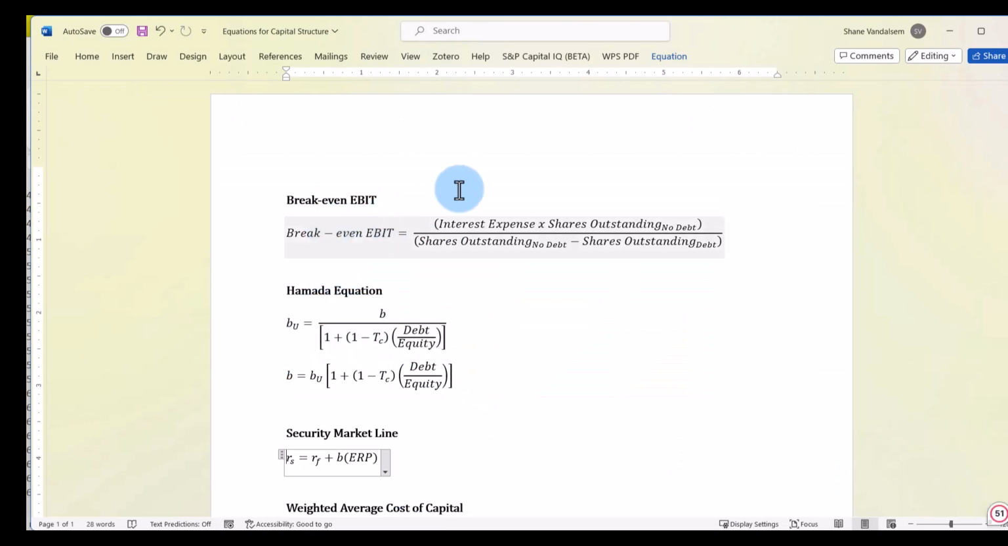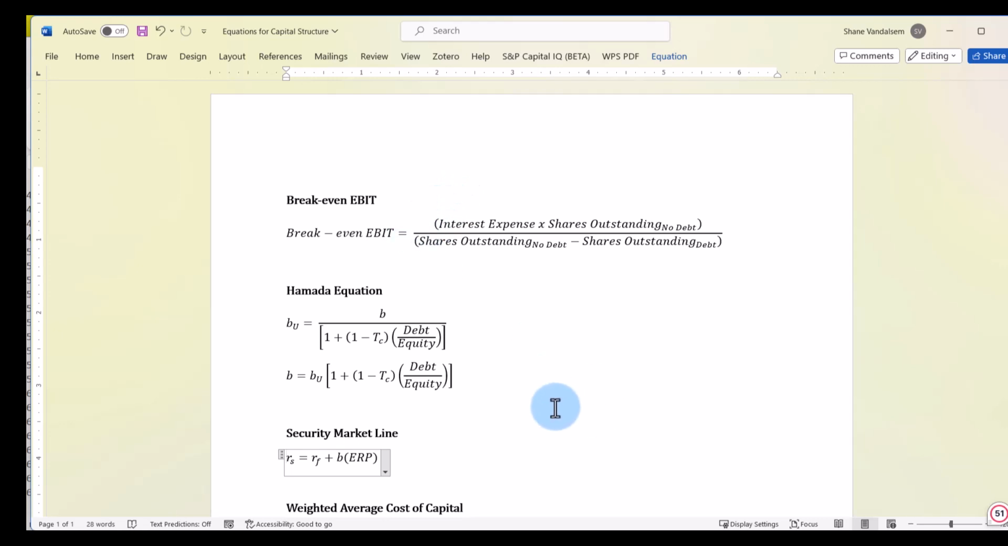So we'll calculate the break-even EBIT, and this break-even EBIT calculation tells us the minimum level of EBIT that the firm would need to earn in order for stockholders to be better off with the level of debt that we're evaluating. We'll also be using the Hamada equation to lever the betas of the firms to calculate the equity betas for the firms for each level of debt.